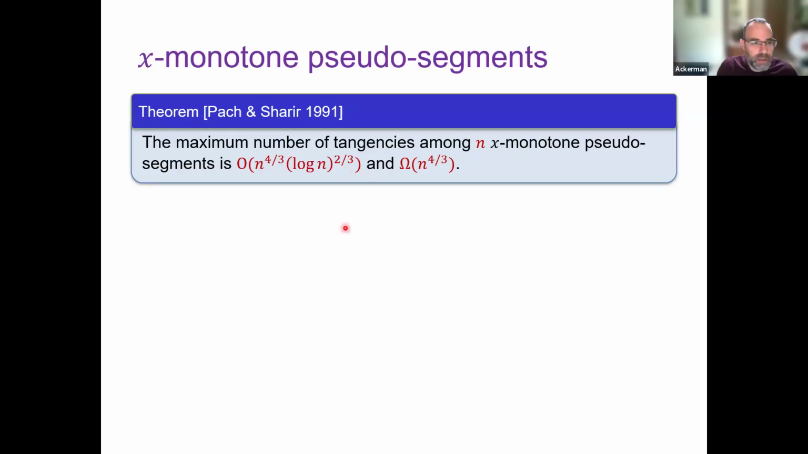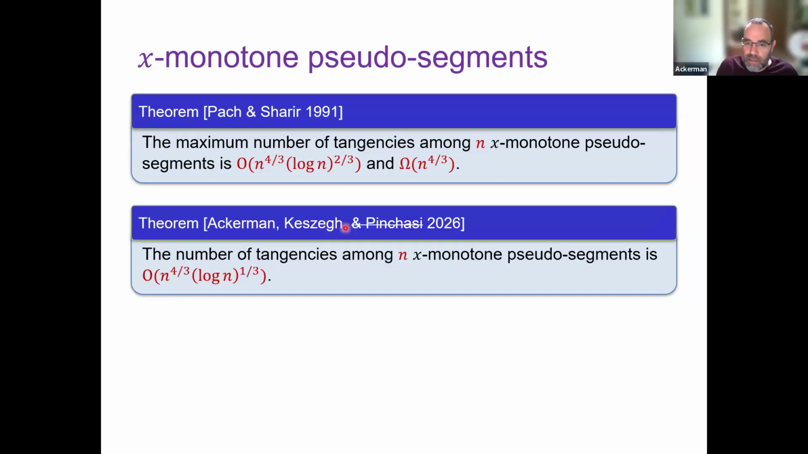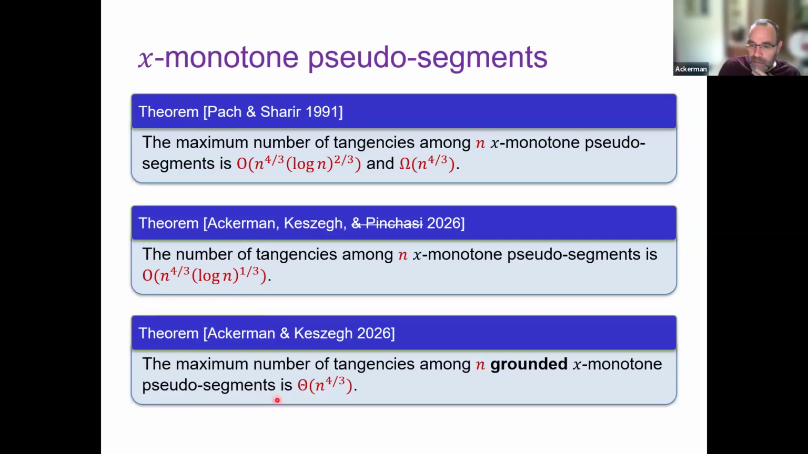of 2 over 3. And we managed to shave a log n to the power of 1/3 from the upper bound. It's joint work with Kezek and Pinchasi, but Pinchasi didn't want to be associated with us, so we had to cross his name out. And for the special case where the curves are grounded, we have an asymptotically tight bound of n to the power of 4/3.